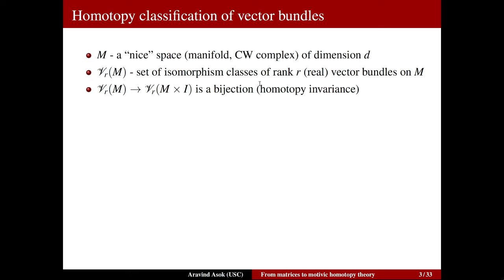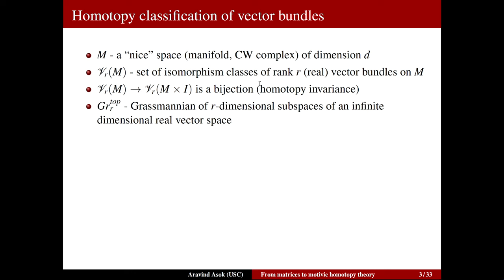So one of the basic things you prove when you're studying vector bundles is that there's a notion of homotopy invariance for vector bundles. So if you look at isomorphism classes, and if I is the unit interval, then if you pull back along the projection map from M cross the interval to M, then that's a bijection. All right, so this allows us to turn what is a priori a geometric problem into one which is a homotopy problem. And so what we can do is build some space which allows us to classify vector bundles, which Fabien alluded to in his talk.